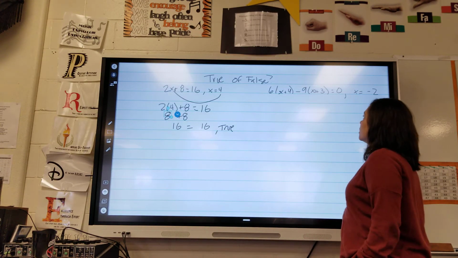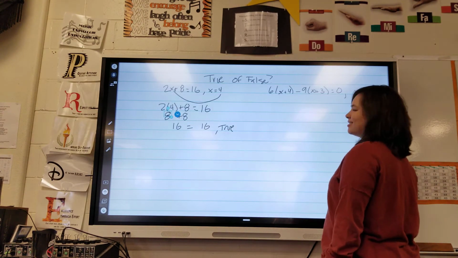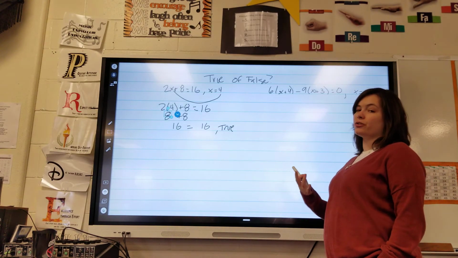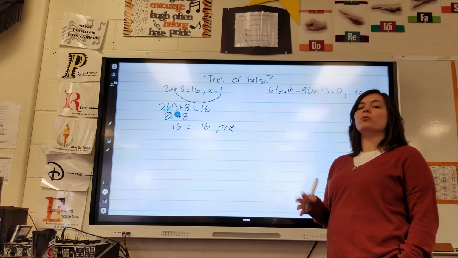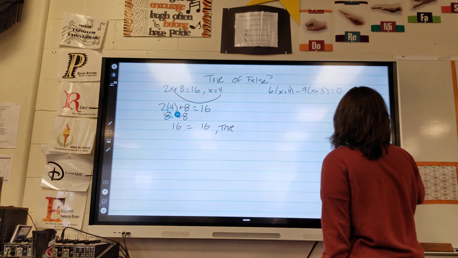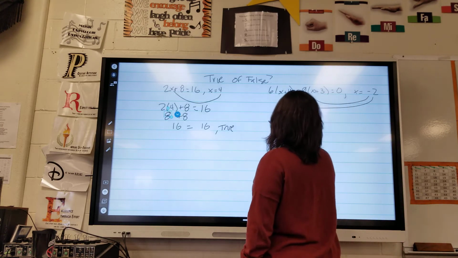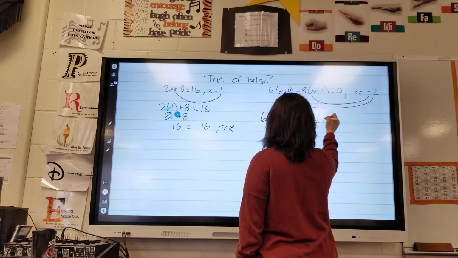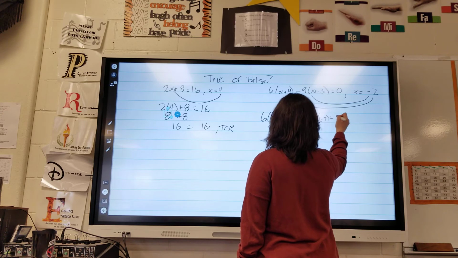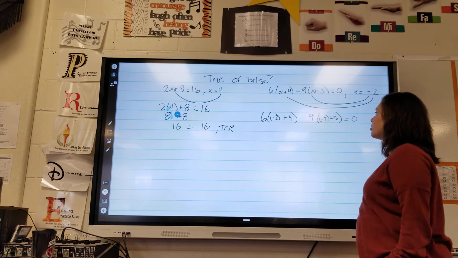How about this one? A bigger equation, but we can handle this. Let's first distribute and simplify our equation so that it's not as hard to solve. Well, actually, no, we'll plug in. We won't distribute. Let's just plug in. You're going to plug in -2 for both of the x's. So 6 times (-2 plus 4) minus 9 times (-2 plus 3). This is supposed to equal 0. Let's solve the parentheses first.